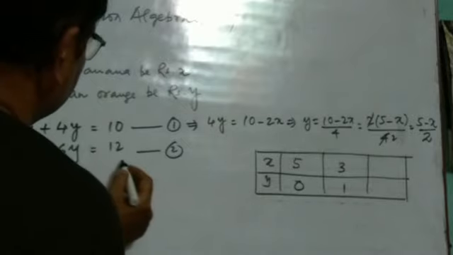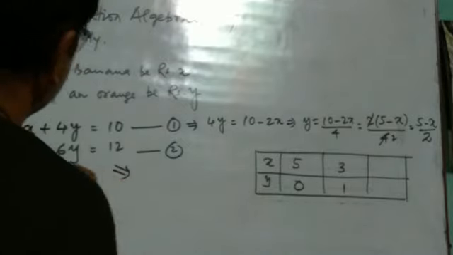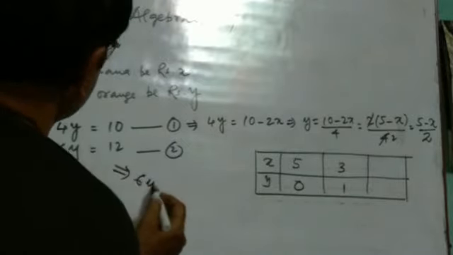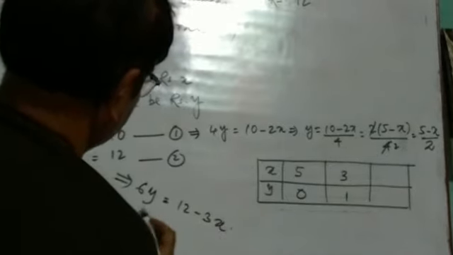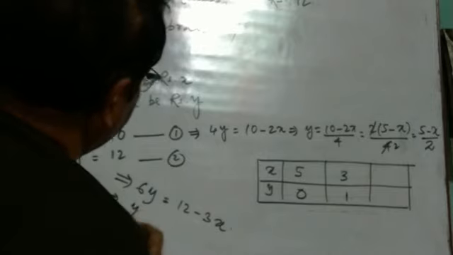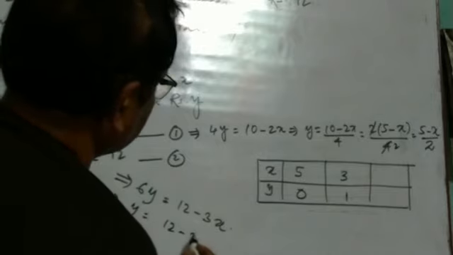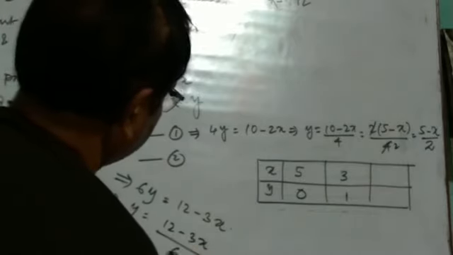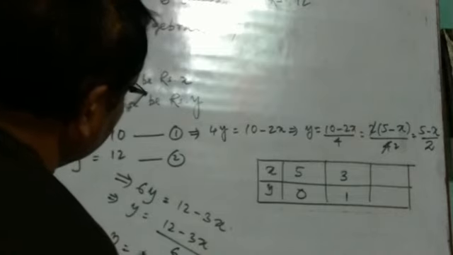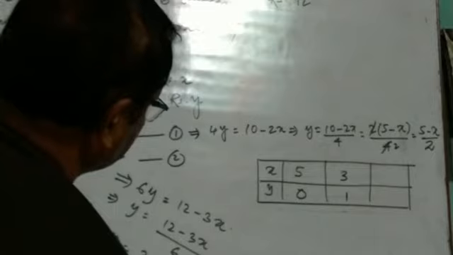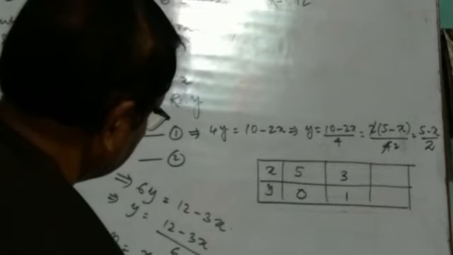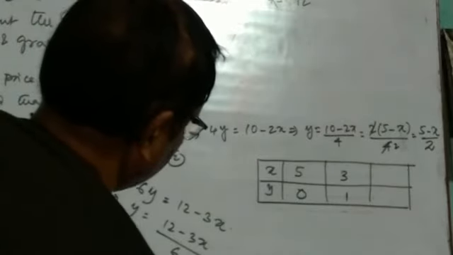Now come to equation number 2. This equation number 2 can be written as 6y is equal to 12 minus 3x. That gives us y equals 12 minus 3x by 6. Y is equal to, take 3 as common, 4 minus x by 2.